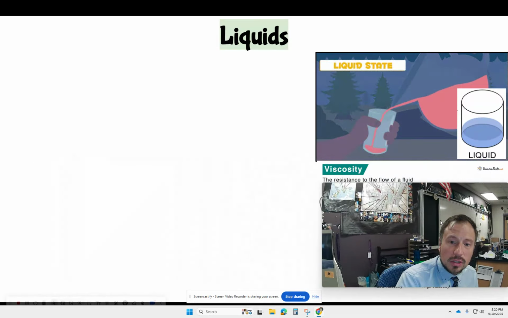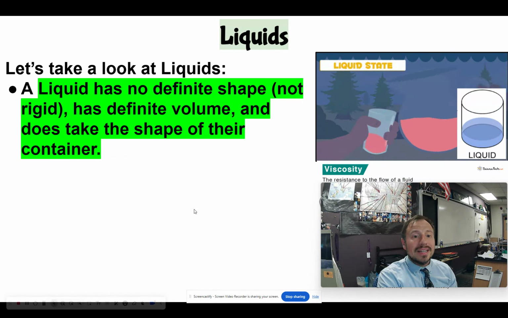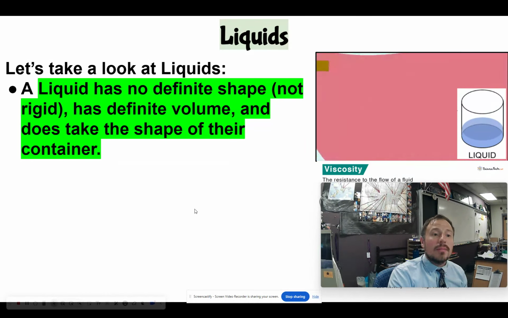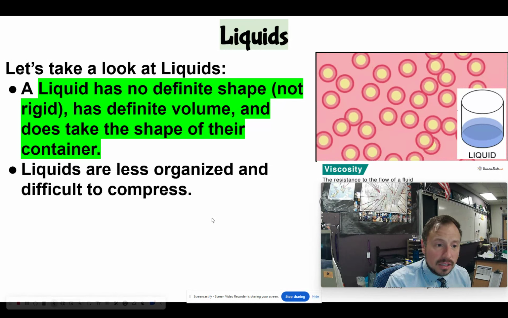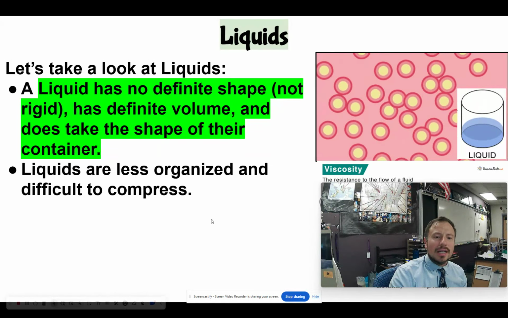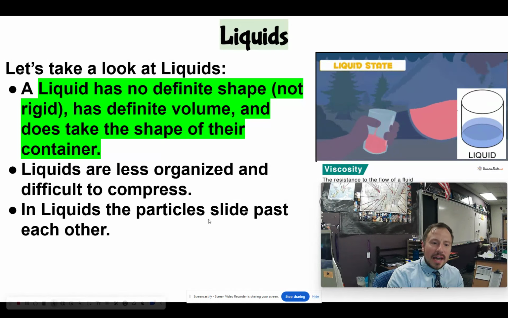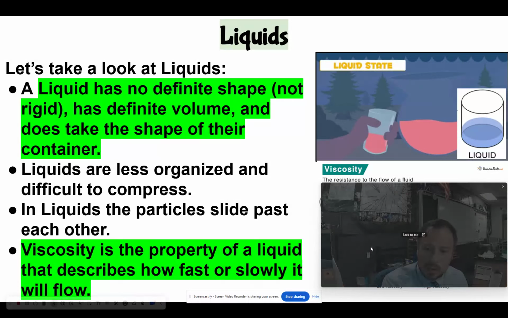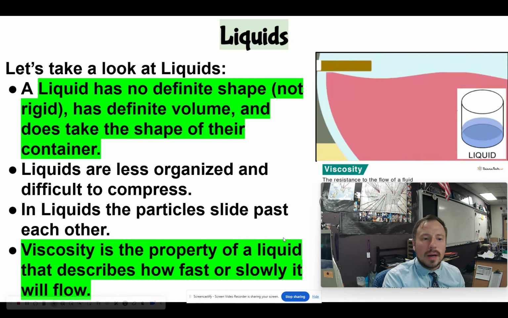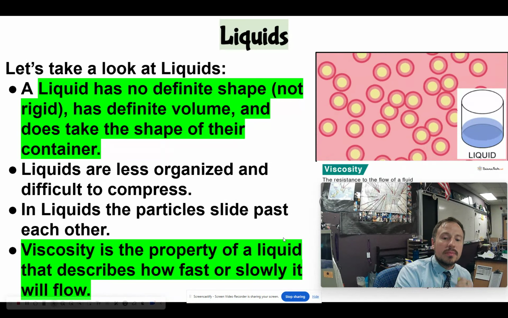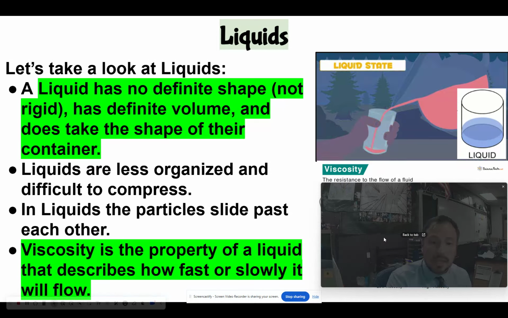Now, let's move on to liquids here, right? So a liquid has no definite shape, it's not rigid, has definite volume, and does take the shape of its container. Liquids are less organized, difficult to compress. In liquids, the particles slide past each other. And the one property that I want you to know about liquids is called viscosity. It's the property of a liquid that describes how fast or slowly it will flow.